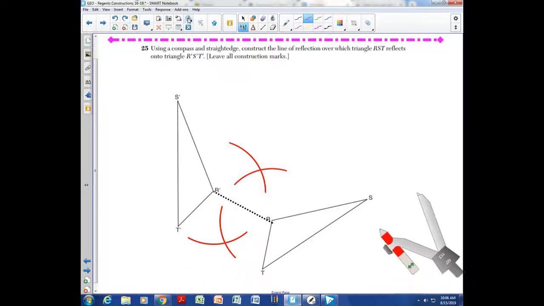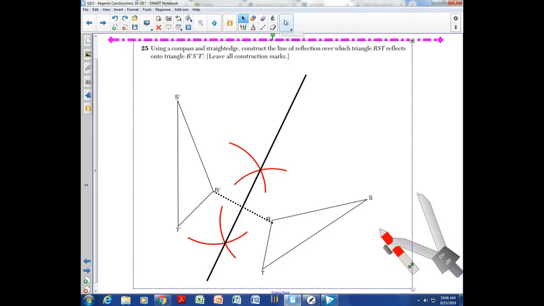Once you have that, all you need to do is to put your straight edge on the 2 points of intersection, and that right there is your line of reflection. It does not say to label it in any particular way. That's it. You can see it works out nicely. If you look at that picture, you can see, yeah, that is the line of reflection. And again, I could have used any pair. I could have used TT prime or SS prime. It would be the same exact line.